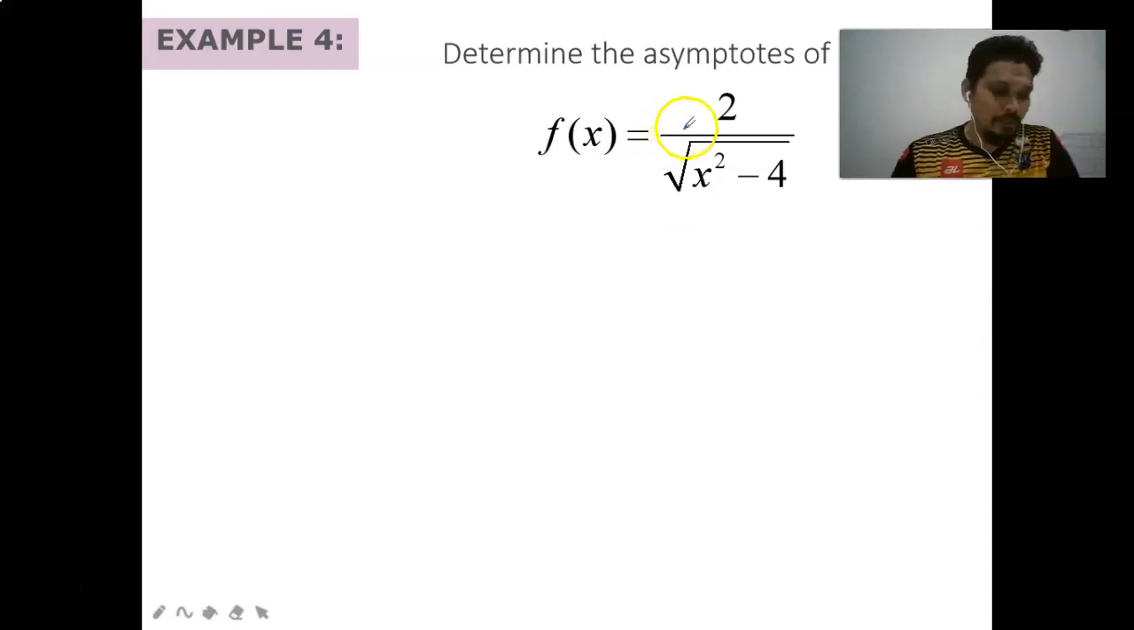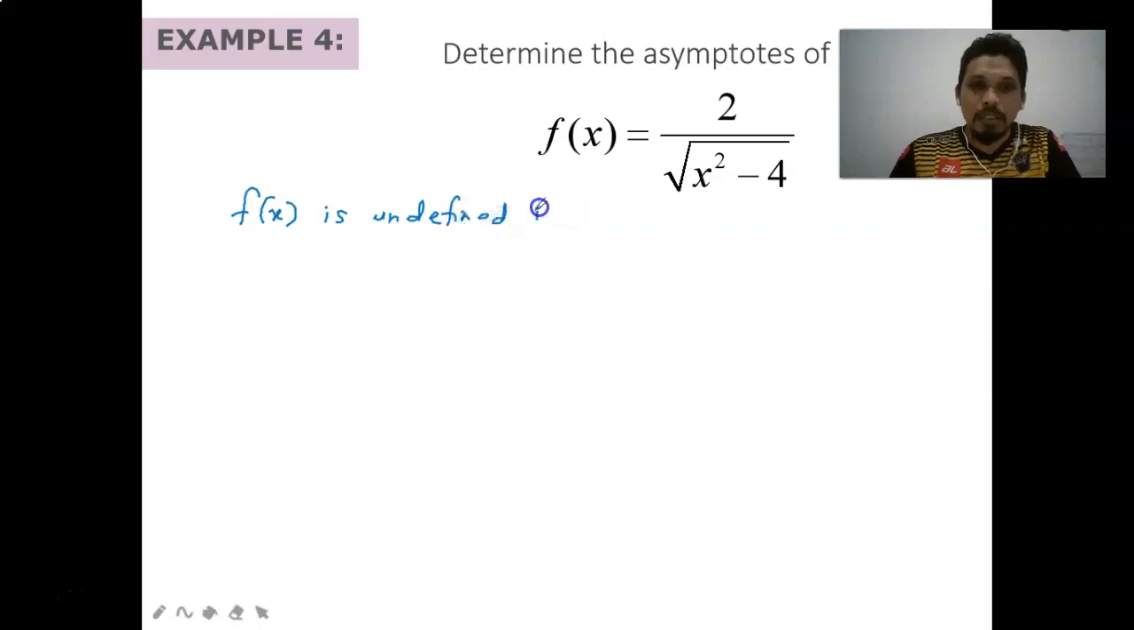f(x) equals 2 divided by the square root of x squared minus 4. The whole function is defined except when the expression inside is negative, meaning f(x) is undefined if x squared minus 4 is less than 0.